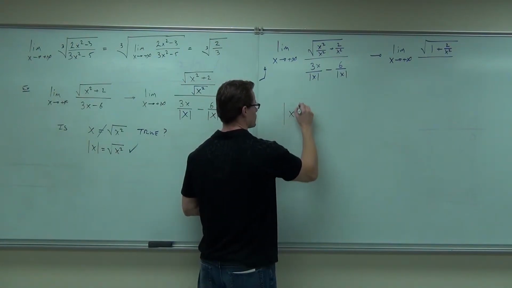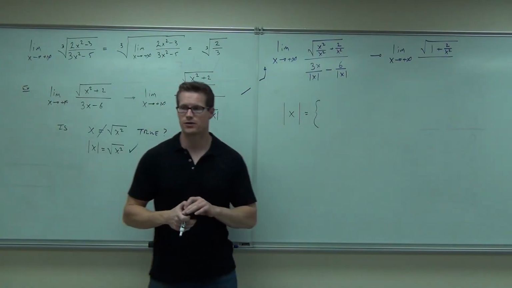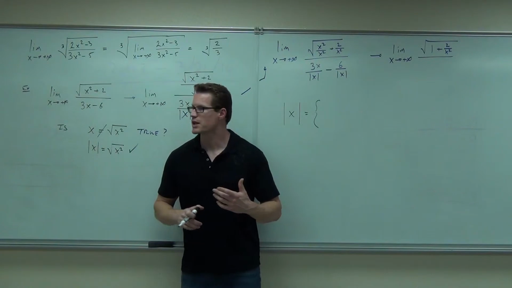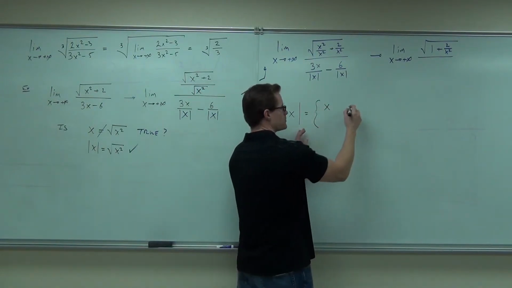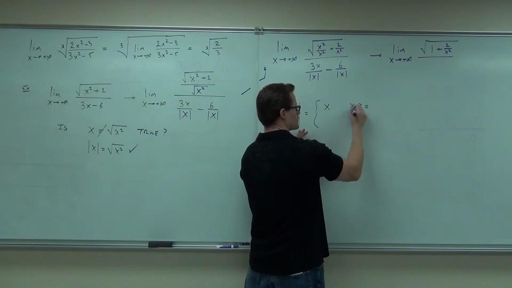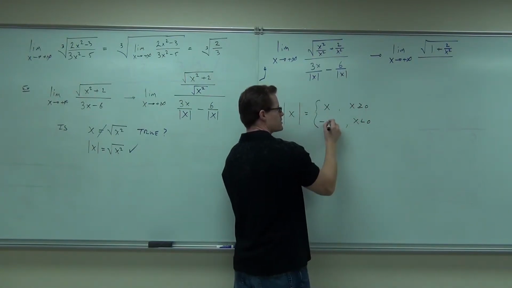Positive values of that? Absolute value is actually a piecewise function. The piecewise function says if x is positive, you leave it alone. If x is negative, you change the sign.